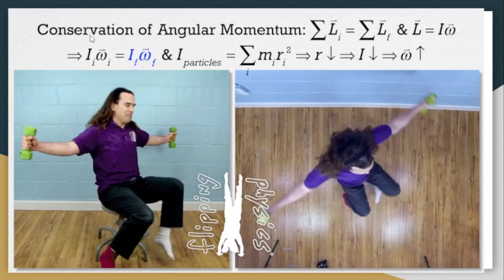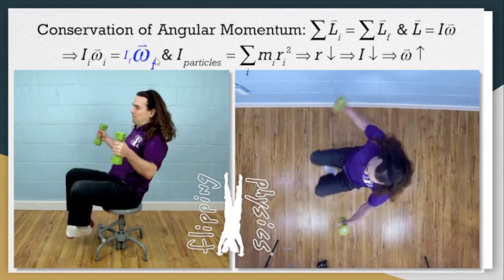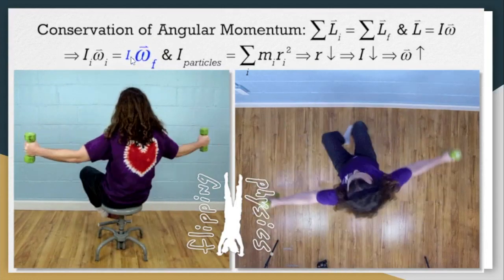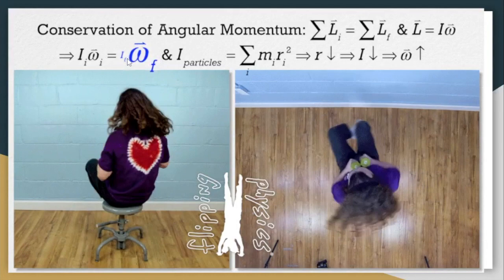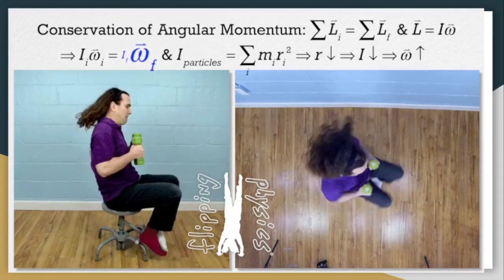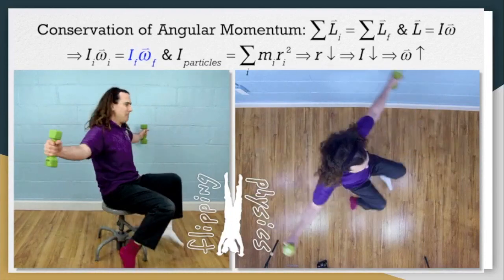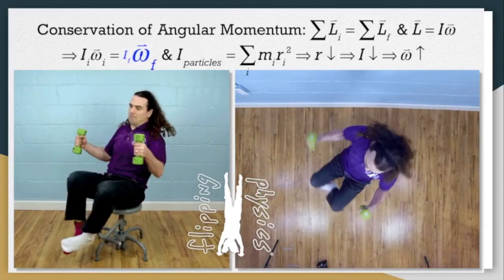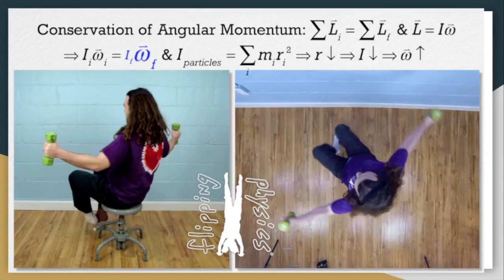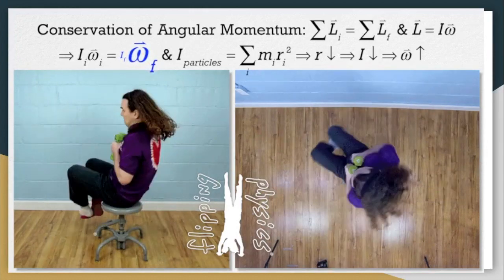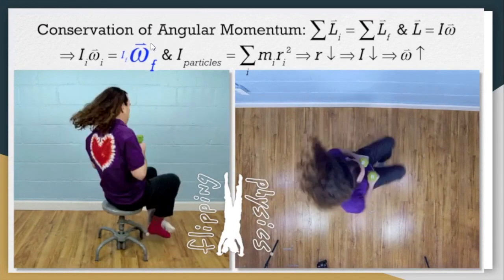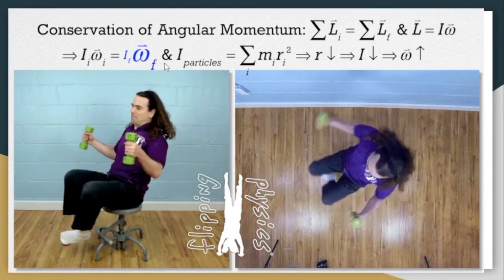The reason for that is that if we look up here, as he brings these weights in, his omega is getting bigger and bigger, where his moment of inertia is getting smaller and smaller. How do I know his moment of inertia is getting smaller? Well, moment of inertia depends on the radius, or where that mass is distributed. When he brings his arms in, he's shrinking that radius. And if he's shrinking that radius, he's shrinking his moment of inertia. Since angular momentum is conserved, that means that his angular velocity is increasing.